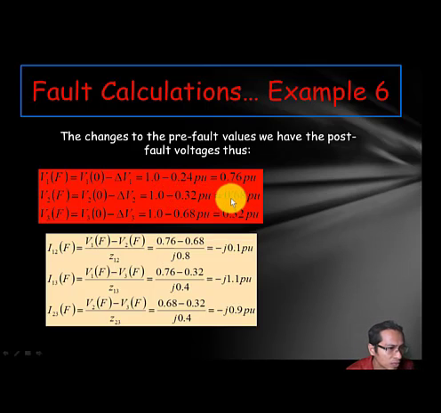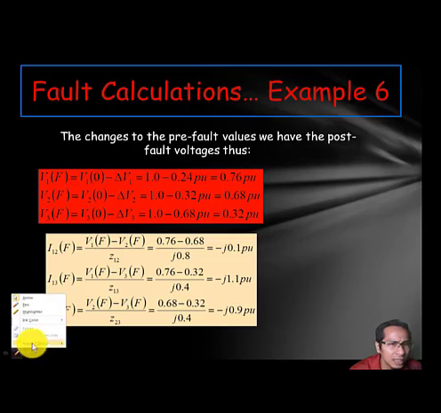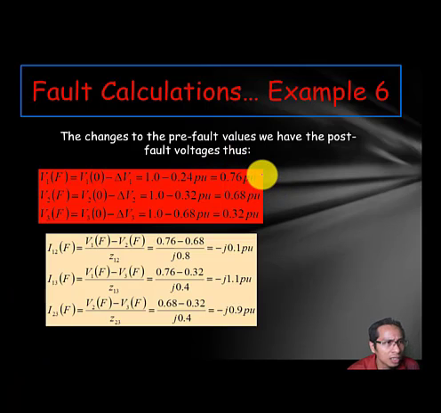Same goes for bus bar 3. We have V3 during faults equal to V3 pre-fault minus the change of V3. So 1 per unit minus 0.68 equals 0.32 per unit. So this is the bus voltage during faults. During faults, these are the bus voltages: bus bar 1, bus bar 2, bus bar 3.